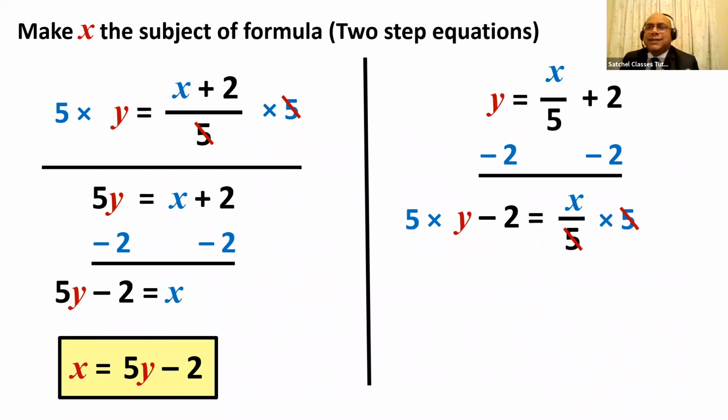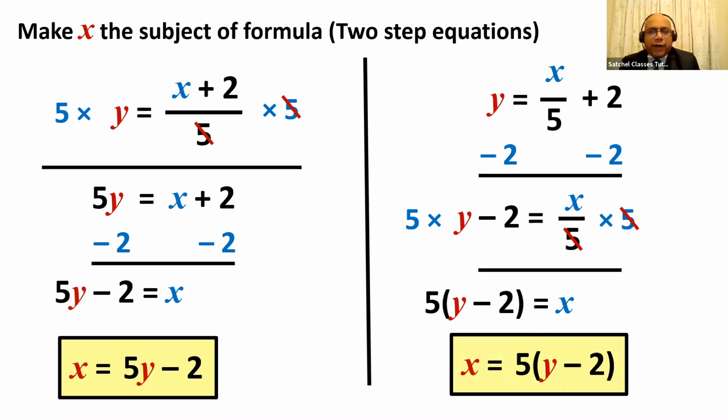Mind you, this is a silly mistake that can be committed by most of you. If you only multiply 5 by y, that will be incorrect because y minus 2 was the entire thing. Look, before we multiplied by 5, the left-hand side entirely consists of y minus 2. So when we multiply by 5, the 5 gets multiplied to both y as well as minus 2, which means your final answer in this case would be 5 brackets y minus 2 equals x. So the new formula with x being the subject is x equals 5 brackets y minus 2.